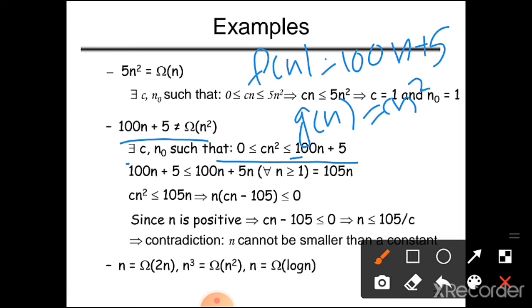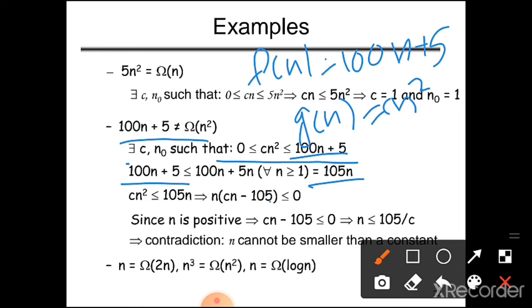So we will take this f of n, 100n plus 5. We can rearrange this as less than or equal to 100n. We assume that 5 is a constant value, changed to 5n. So in total it is 105n. So 105n is always greater than 100n plus 5.